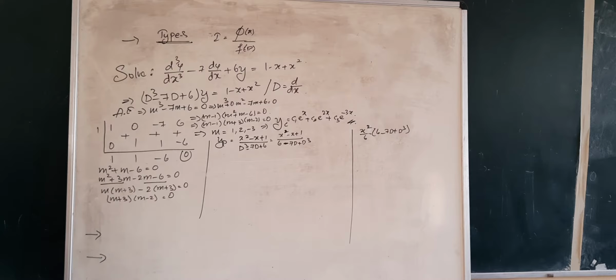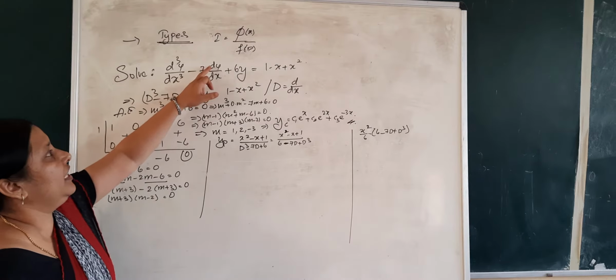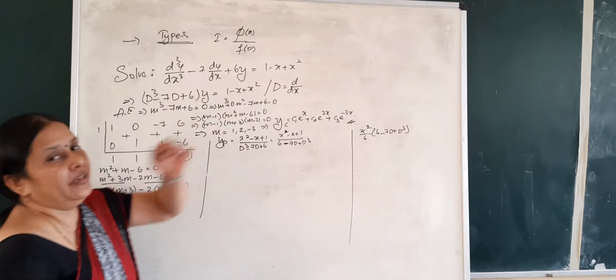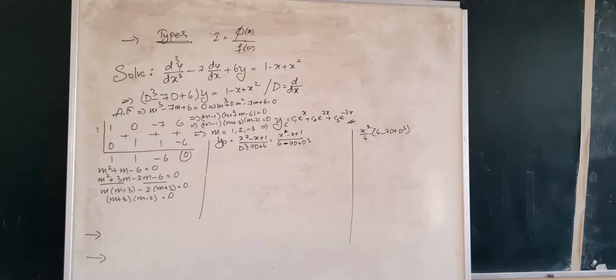Let us see another problem on type 3. The question says solve d cube y by dx cube minus 7 dy by dx plus 6y is equal to 1 minus x plus x square. This is a polynomial equation in x, hence it comes under type 3.